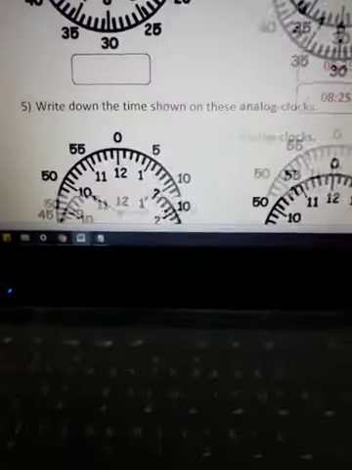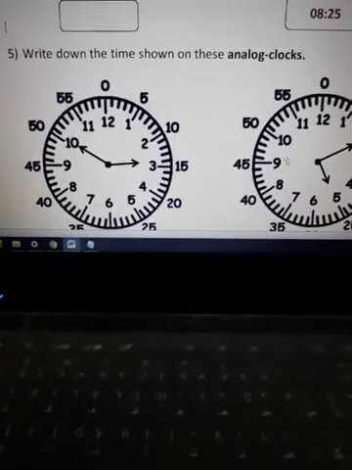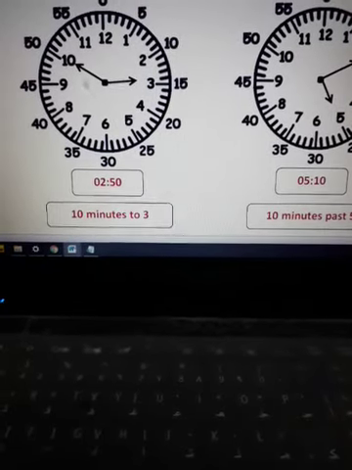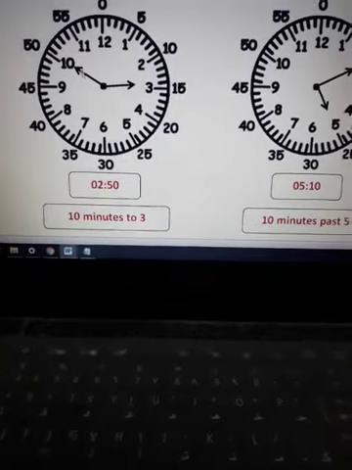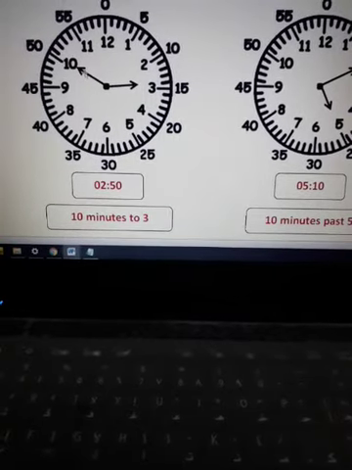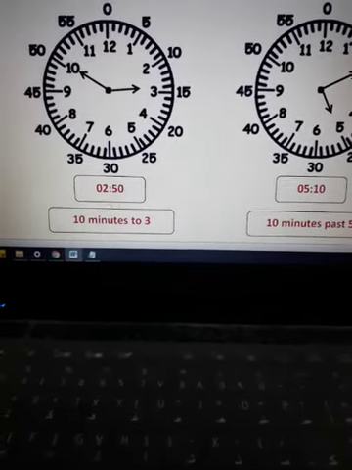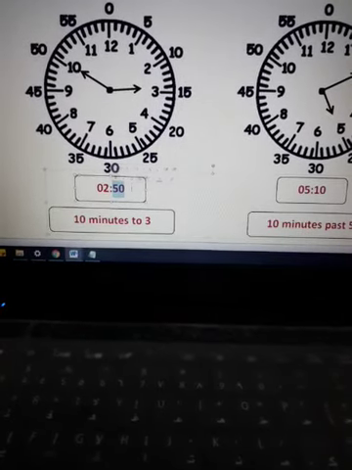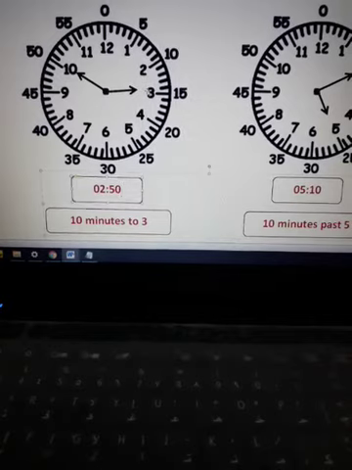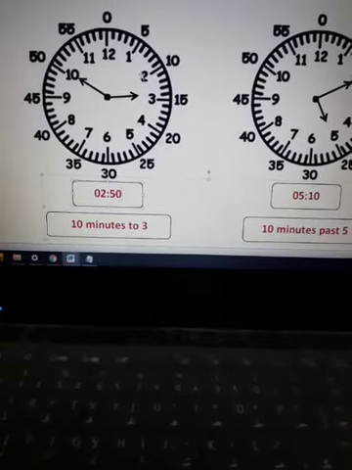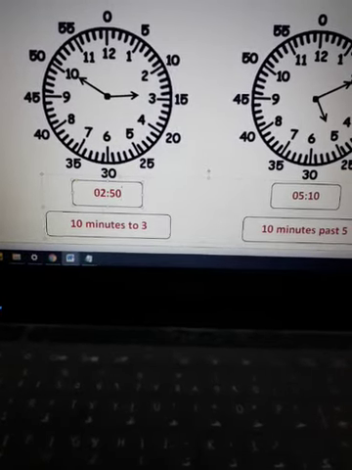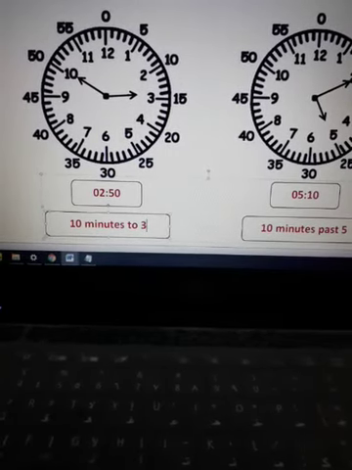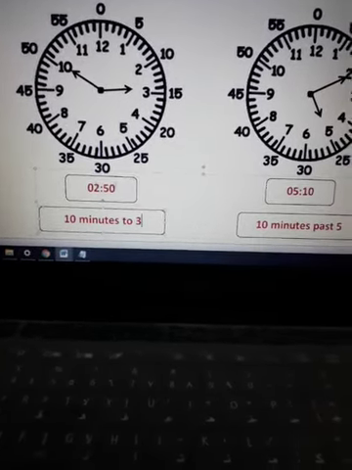Now look here, write down the time on these analog clocks. First of all, where is the minute hand? The minute hand is always the big one, we already learned. It is in place of 10, which means 50 minutes. Where is the hour hand? It is near 3, but I told you every time write the earlier number only, that is 2. That means 2:50. But when you want to write it in words, it is 10 minutes to 3, because after 10 minutes it goes to 3 o'clock.